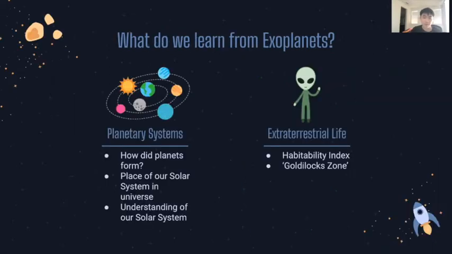So what do we learn from exoplanets? Well, from exoplanets, we learn more about planetary systems. So usually we opt to study our solar system to study planet formation. However, the data about exoplanets tells us that our solar system is actually highly unique compared to all other planetary systems, as we can live here.